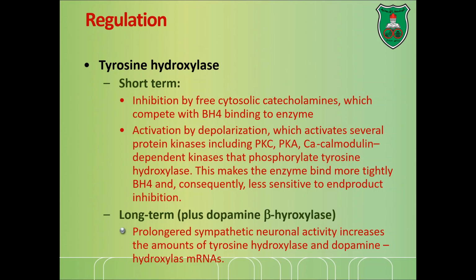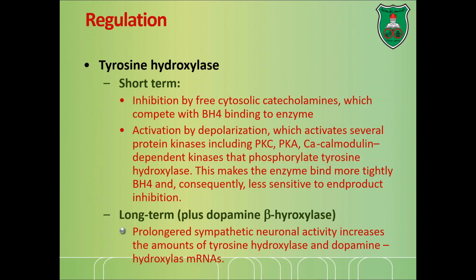Now, if there is prolonged activation, or if there is extensive depolarization of the neuron, that would result in activation of several protein kinases, such as protein kinase C, protein kinase A, calcium calmodulin dependent kinases, and these phosphorylate tyrosine hydroxylase. The phosphorylated enzyme can bind more tightly with tetrahydrobiopterin, and it becomes less sensitive to the catecholamines.